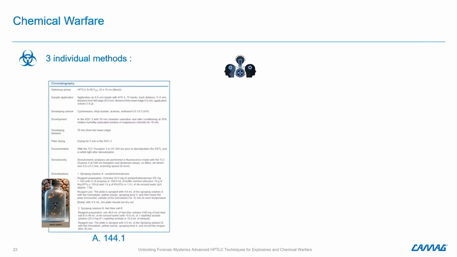The first method is for the nerve agents. Here, we succeeded in simplifying the method by having only one developing solvent. Initially, the nerve agents are analyzed with 2 different developing solvents, and here we succeeded in covering all 6 substances in only one method. We have added densitometry to measure the response and have some quantification also.